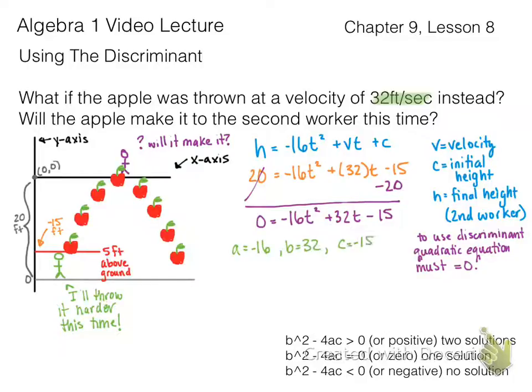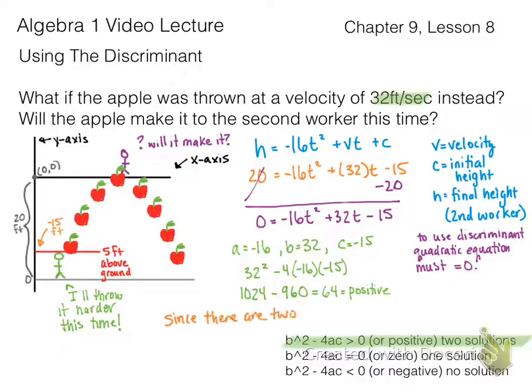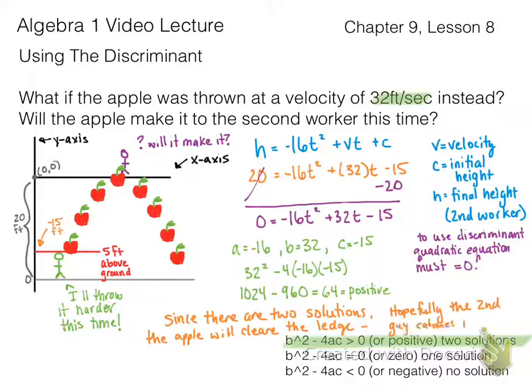All right, so A still equals negative 16, because that's basically the force of gravity. B is 32, because that's the speed of the apple that the dude at the bottom is throwing it. And we still have a difference of 15 feet between the 2 guys. So using the discriminant, plug everything in. And we get a positive situation, which means not only is the apple going to make it to the x-axis, it's going to go over the x-axis and come back. So hopefully the guy's going to be able to catch it and eat his apple. Since there's 2 solutions, the apple will clear the ledge, and hopefully the second guy will catch it.